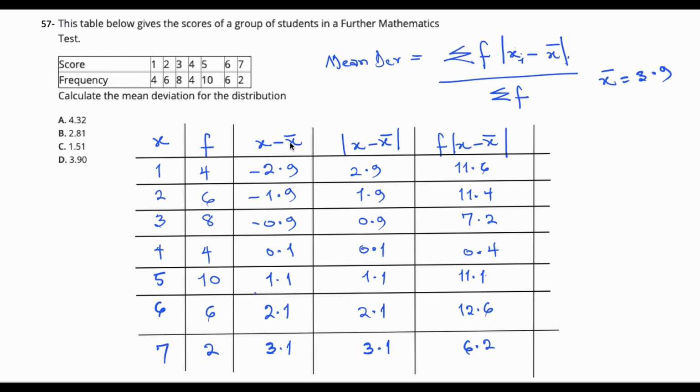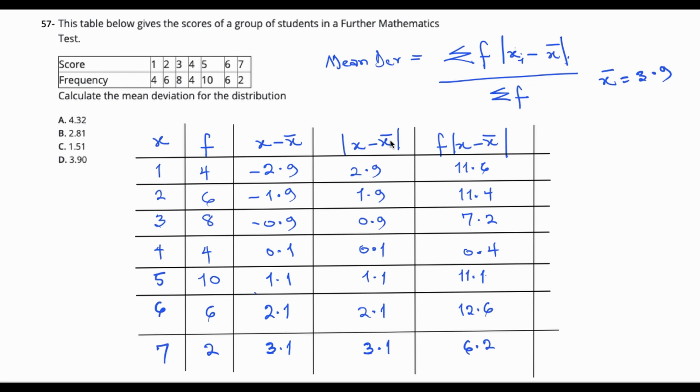Now x minus x bar means each score minus the mean. So for example, this score here is 1. 1 minus the mean 3.9 equals minus 2.9. 2 minus 3.9 equals minus 1.9. 3 minus 3.9 equals minus 0.9, and so on.